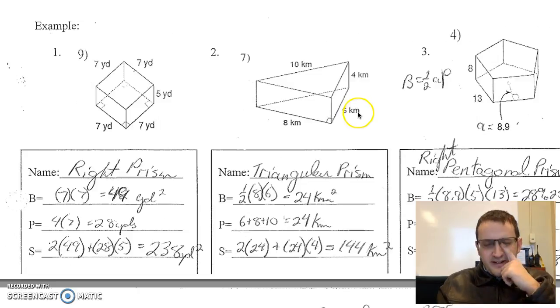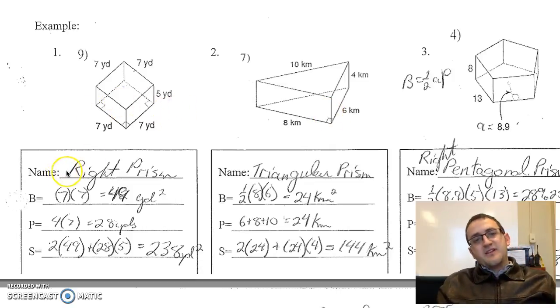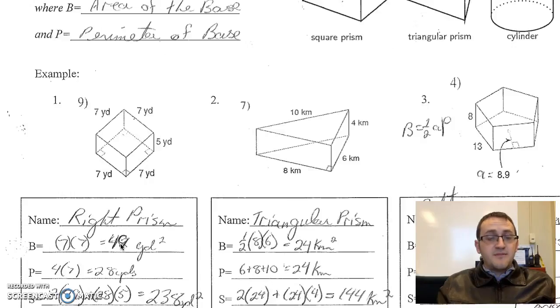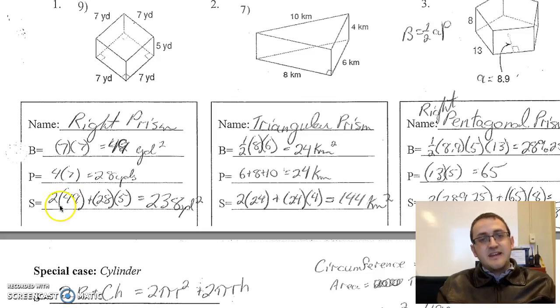So let's look at an example here. I have this right prism, for instance. I find the area of a base, which is 7 times 7, which is 49. I can also find the perimeter. So the perimeter of my base is 7 plus 7 plus 7 plus 7, or 4 times 7, which is 28 yards. And then I write down my formula, 2 times base plus perimeter times height. So I'm going to do 2 times 49 plus 28 times 5 equals 238 square yards.